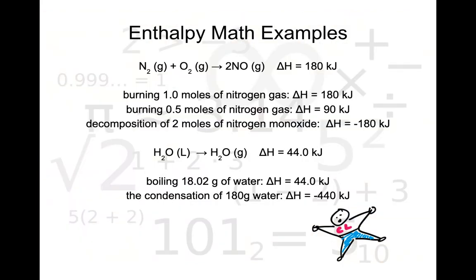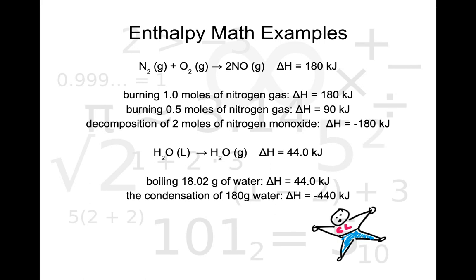This can be seen in these math examples. Notice that in the top reaction, nitrogen and oxygen react to form nitrogen monoxide. The delta H for that process as written is 180 kilojoules. So burning 1 mole of nitrogen, N2, the delta H is 180. But if I react half the amount of nitrogen, notice that the delta H for that is going to be 90. So the delta H for the reaction as written is reflective of the mole ratio for the balanced reaction.